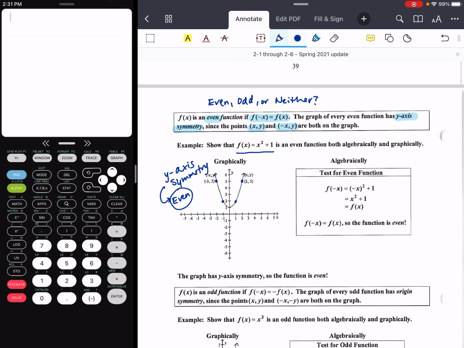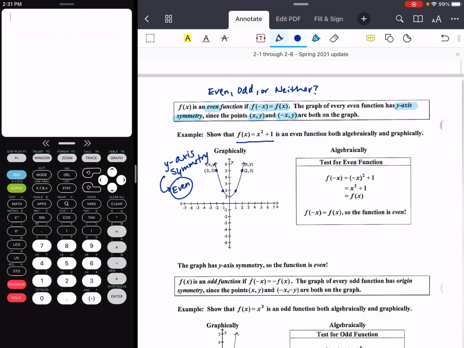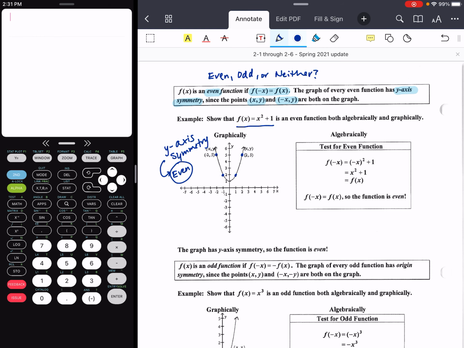Okay. But typically on test day, I'm going to be asking you guys to show me algebraically whether you have a function that's even, odd, or neither. So I really want to focus more on showing the algebra. And when you guys are in the homework, it's just going to be multiple choice. Is the function even, odd, or neither? But on test day, I want to see this work here in the box.